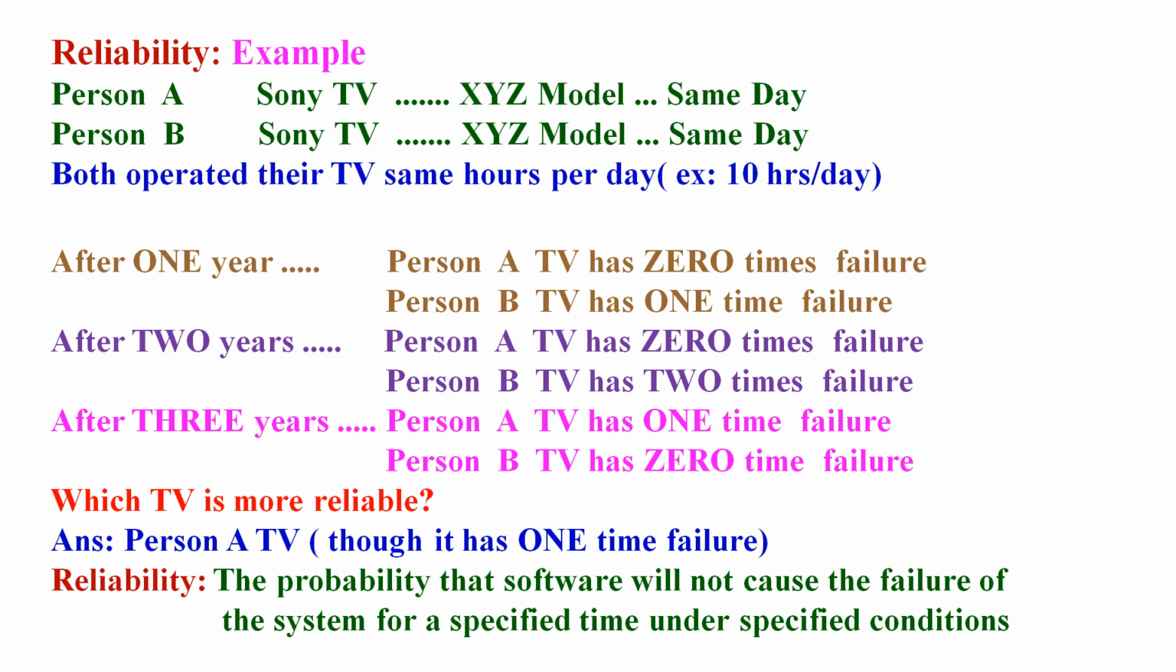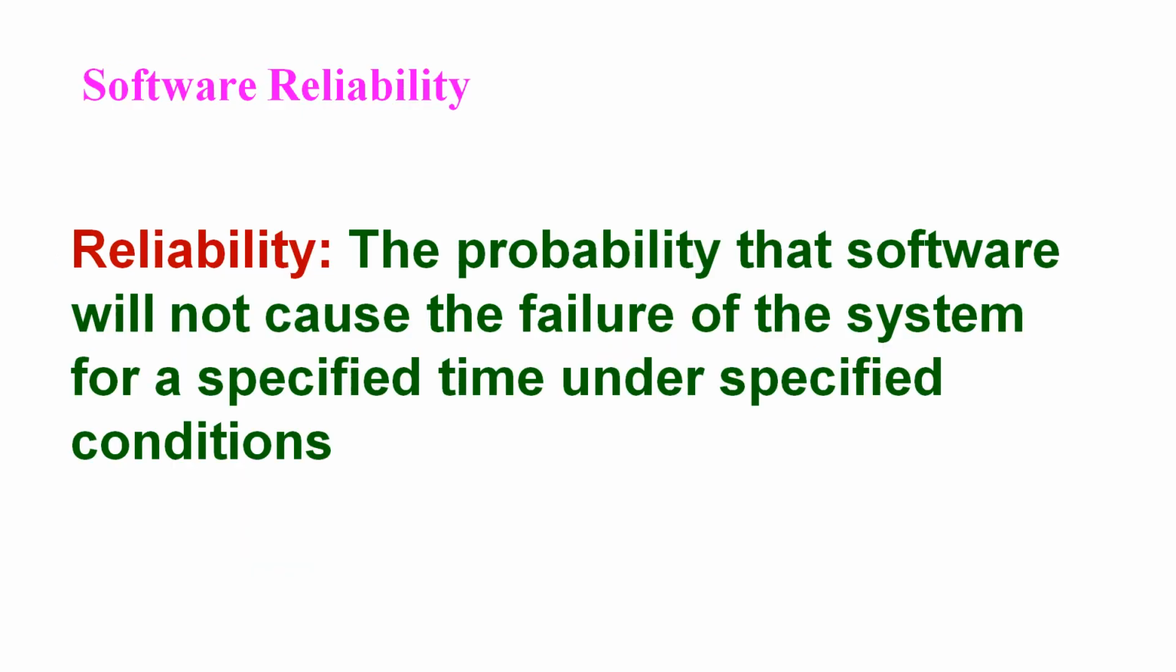That is, in the first year, person A's TV has not had any failure in operation. Person B's TV has 1 failure in 1 year. After 2 years, again they checked. Person A's TV has 0 failures and person B's TV has 2 failures. Now, after 3 years, they checked once again. Person A's TV has 1 failure. Person B's TV has 0 failures. You have to understand this concept very well. So now we'll go back to the definition.